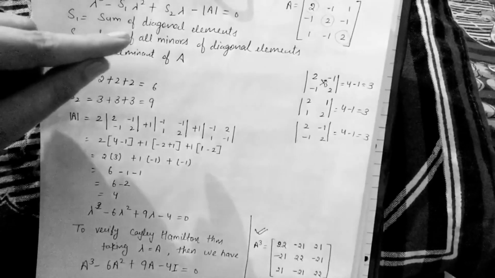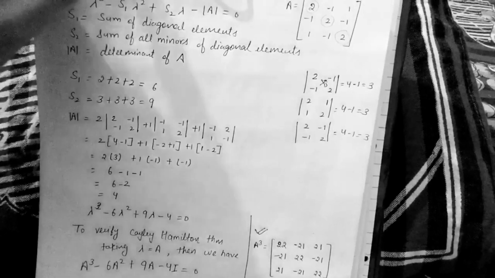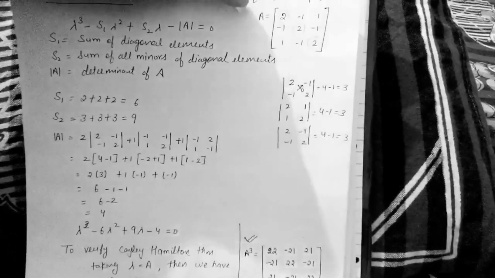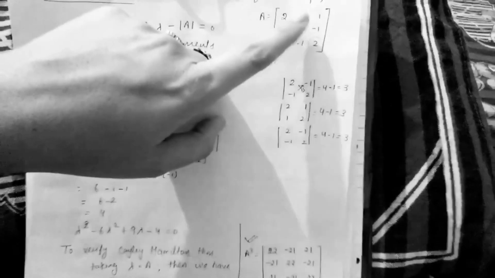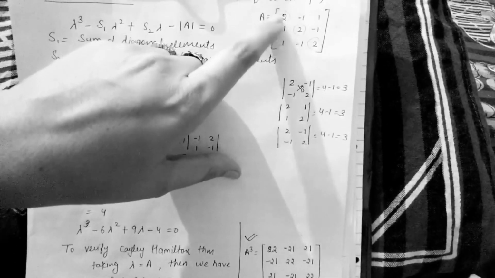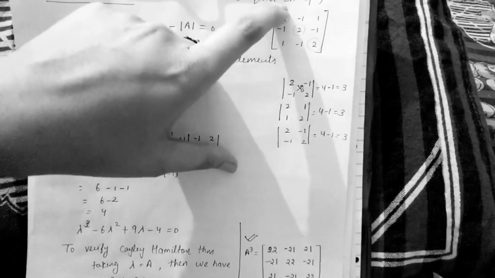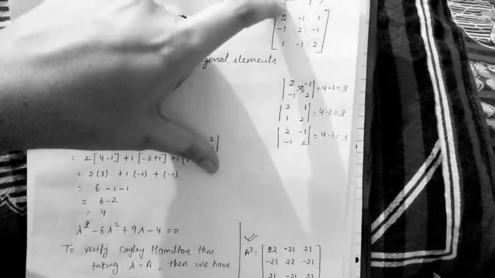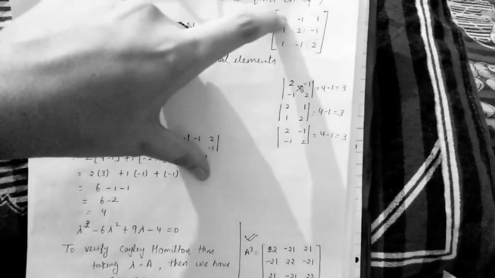In S2, sum of all minors. That means first of all I'm going to find the minor of 2. I have to find each minor of each diagonal element. First I'm going to find the minor of 2. To find the minor of 2, I have to eliminate this column and this row, right?